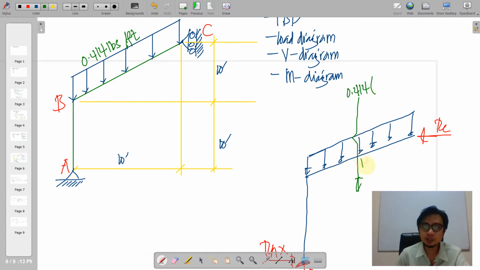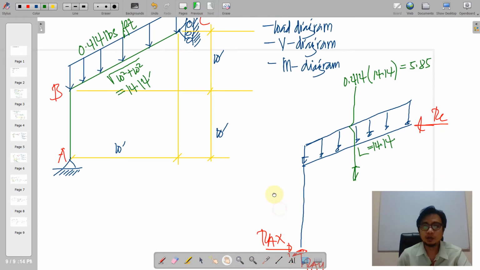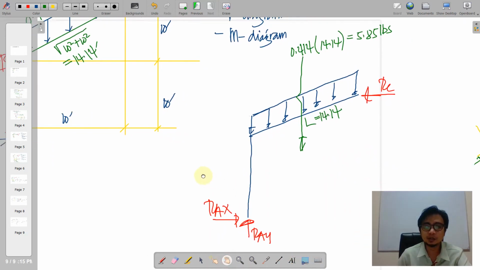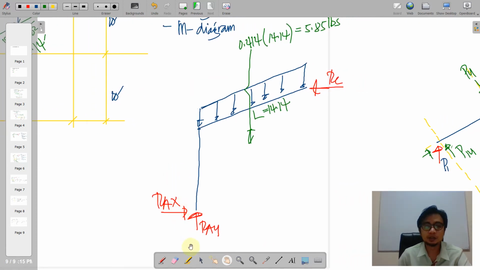0.414. Of course, we need to get that distance, and that distance is square root of 10 squared plus 10 squared. Okay, so this is by Pythagorean theorem. We have 14.14 feet. So we're going to place it here. Okay, so this is multiplied by this L. So we have there 5.85 pounds.